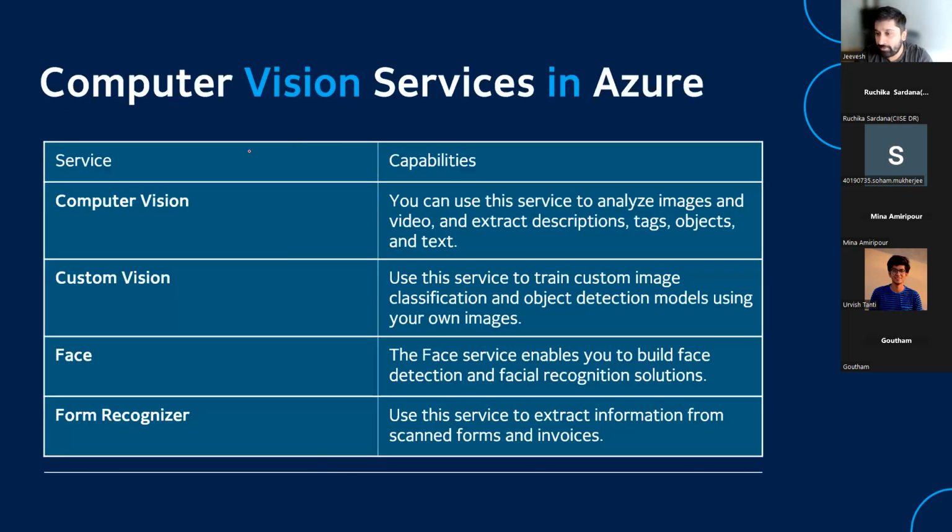Now, whatever I talked till now was not in context of Azure. This is where the Azure context starts. So when we talk about computer vision services in Azure, there are four major services in Azure which are related to computer vision. The first one is computer vision itself. You can use the service to analyze images and videos and extract description, tags, objects, and text.